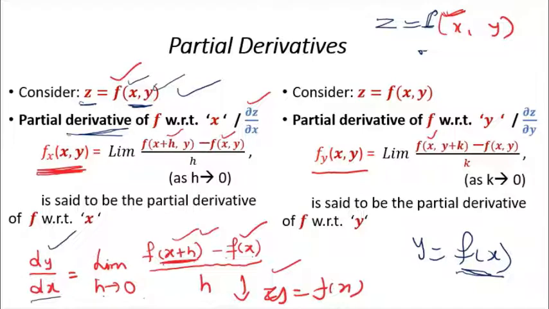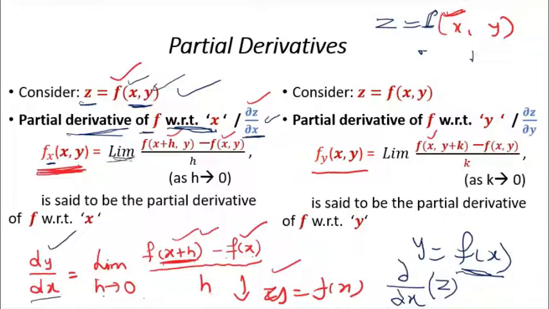First, suppose we are differentiating the function z with respect to x. Then the partial derivative of f with respect to x is denoted by ∂z/∂x. It is ∂ (dou), not d. For the ordinary derivative we use d/dx, and for the partial derivative we use ∂/∂x. So ∂/∂x of the function z is ∂z/∂x. You will denote it as the derivative of f(x, y), writing the subscript x: f_x(x, y).